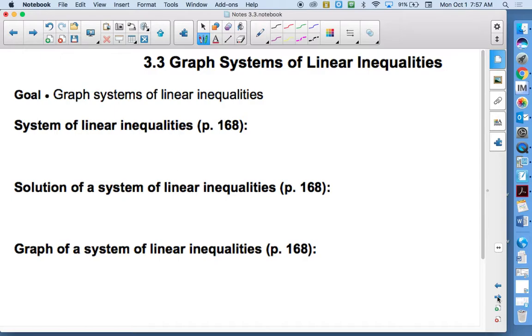How would the graph differ? Jillian? Would whole parts of the graph be shaded instead of just points? Exactly. So with a system of linear inequalities, we're not looking for where they cross, but we're looking for where the system has a solution, which would be a shaded area. So a system is just graphing two or more inequalities.